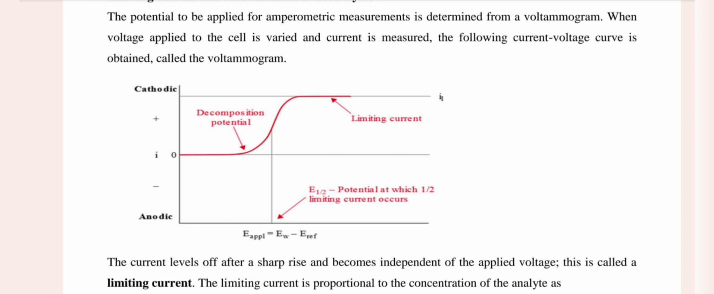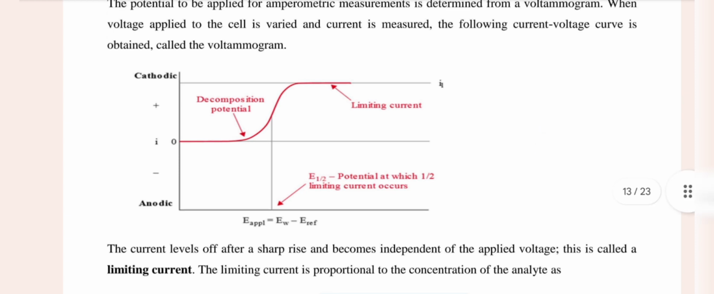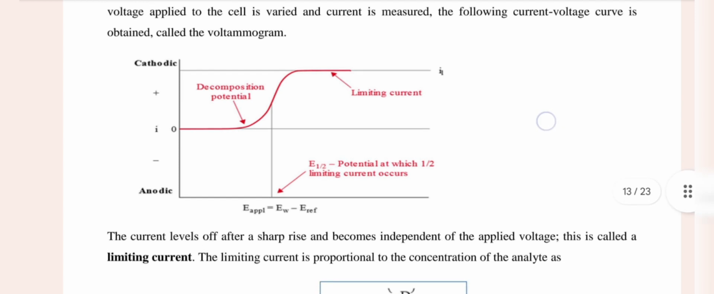Here, we applied the cathodic potential, so the current is in the positive direction. And if we further increase the potential, what happens? When it reaches a limiting potential, the current is constant. That current is called the limiting current.